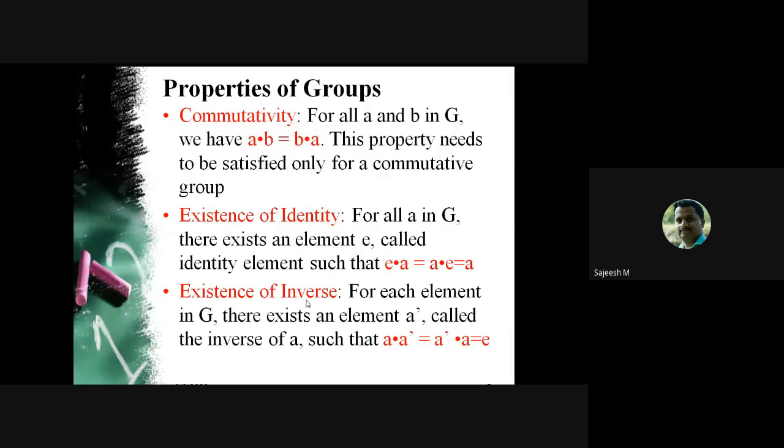That's the group. Then commutativity: for all A and B in G, we have A dot B equal to B dot A. This property needs to be satisfied only for a commutative group, that is an abelian group. That is the fifth property. With that commutative property added, we say that group is a commutative group or abelian group. That is about the group.